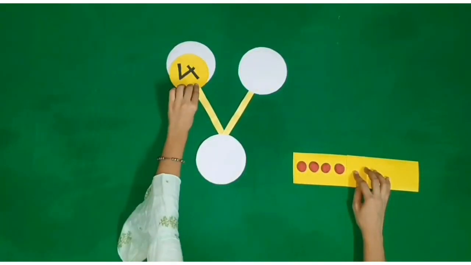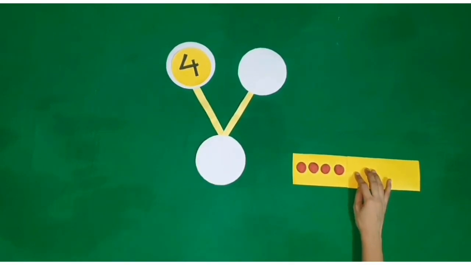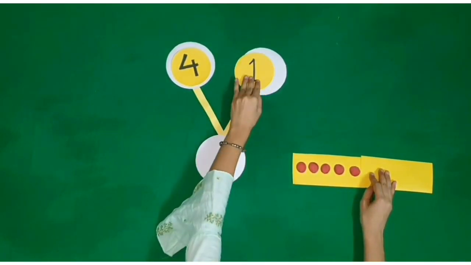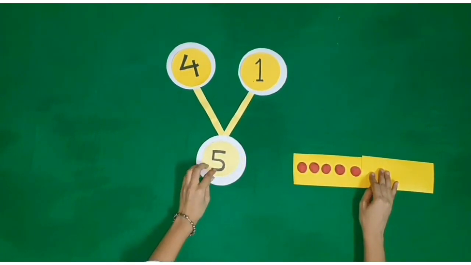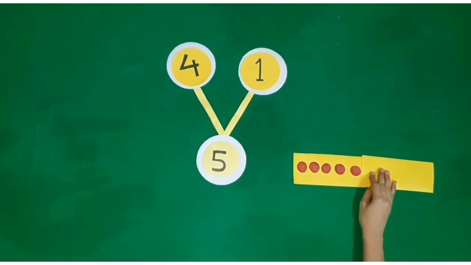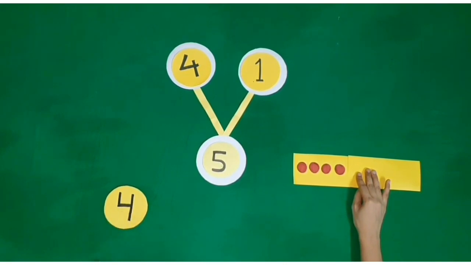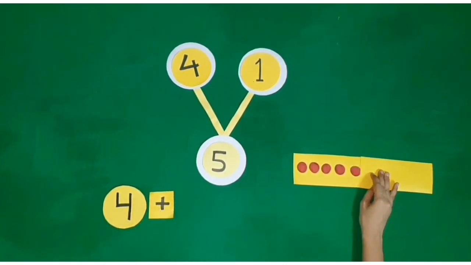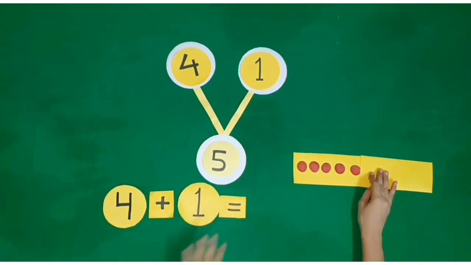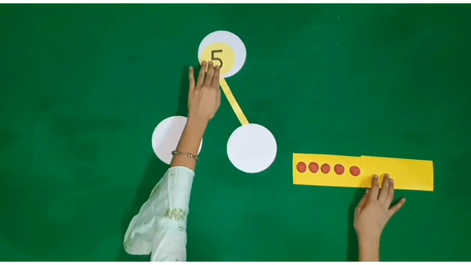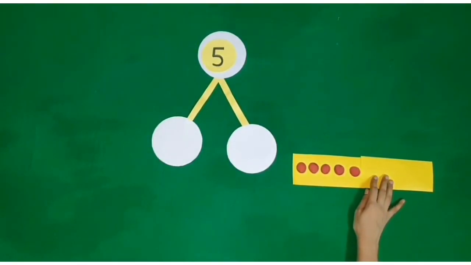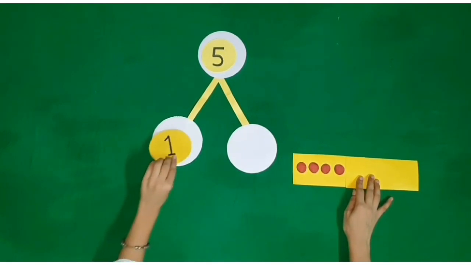Four dots, one more dot. It becomes five dots. Four dots plus one dot is equal to five dots. Just see here, 5 dots. One dot is hid under the card.